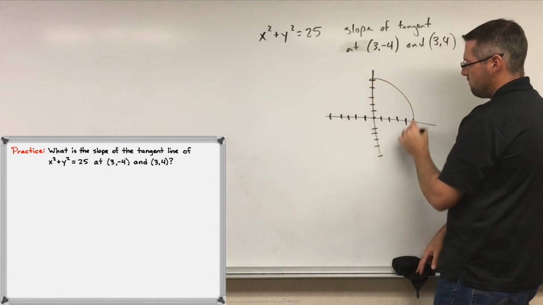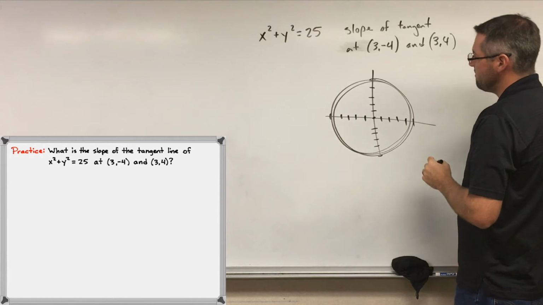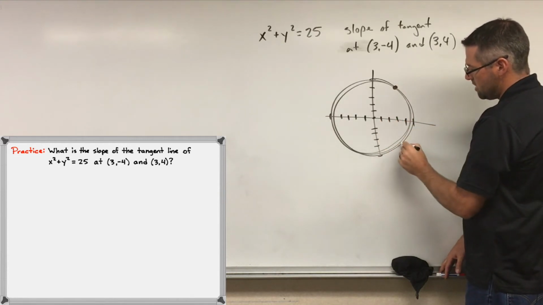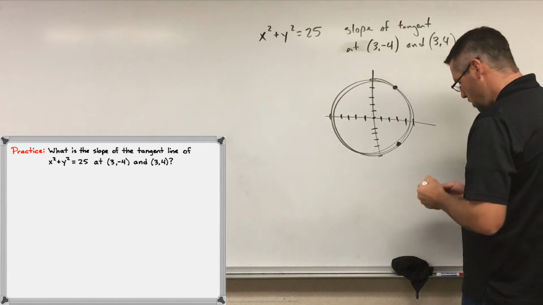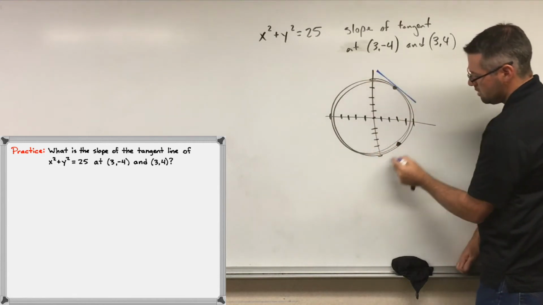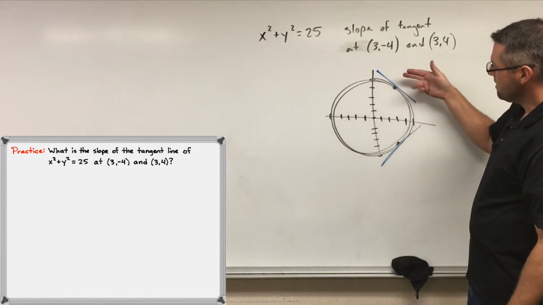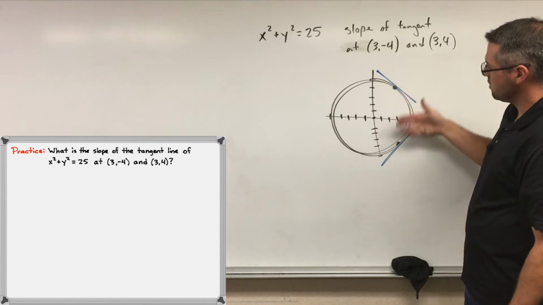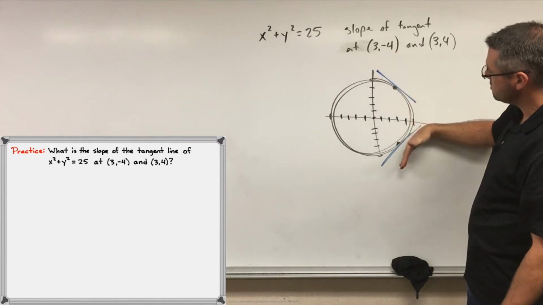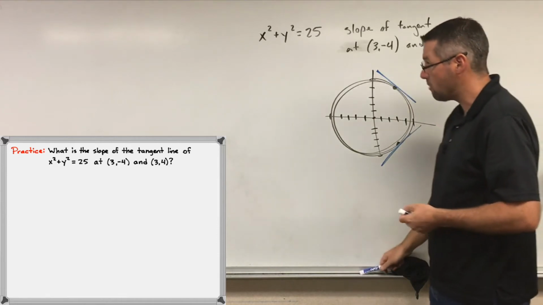So we have a circle, something along this line, and I'm asking you to find the slope at (3, 4) at this point and (3, -4) at this point. So we're trying to find the slope of the tangent line here and here. Okay? Now you'll notice that these are actually mirrors of each other. They're reflections of each other. So that would imply that the slopes should just be opposites to each other. So let's go ahead and do the work and see what we come up with.